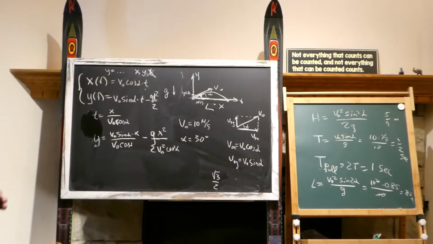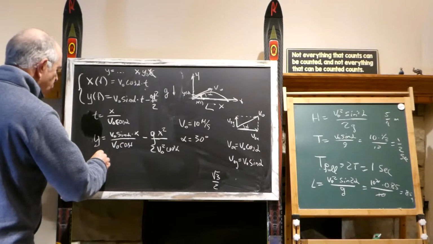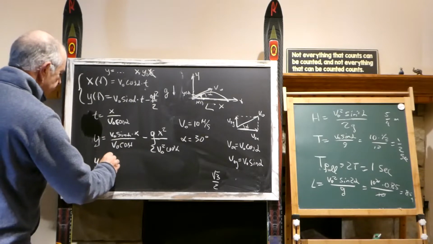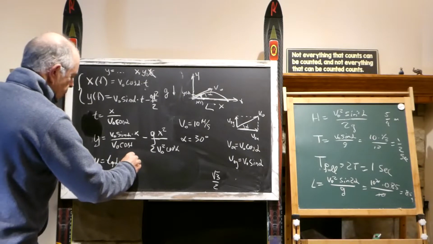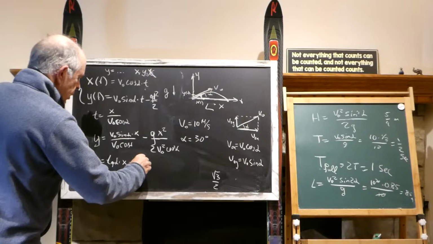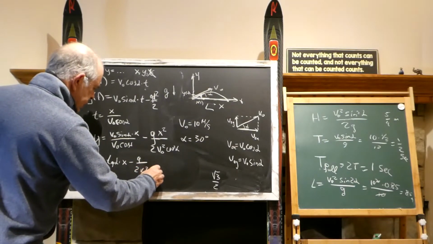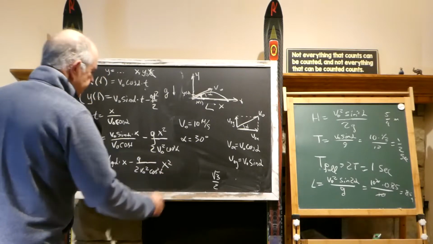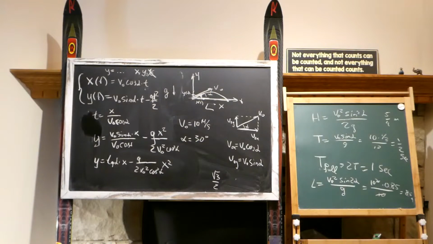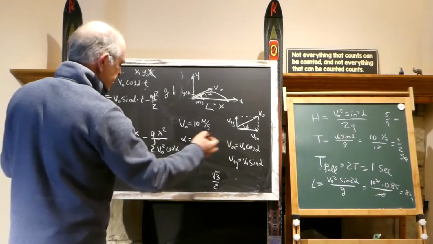So y is dependent like this, and I can write it in a simpler way if I want. I can say y equals tangent alpha times x minus g over 2 v0 squared cosine squared alpha multiplied by x squared. So what I get here is that, let me wipe it out. I want to keep this though.